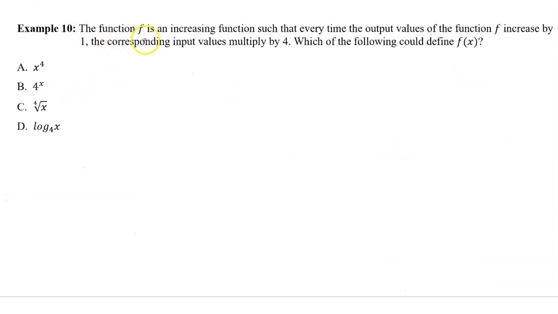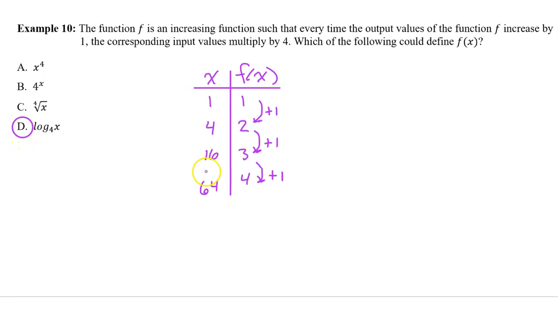Example 10. The function f is an increasing function such that every time the output values of the function f increase by 1, the corresponding input values multiply by 4. Which of the following could define f of x? Well, the answer is obviously going to be D because of everything we've been talking about in this video. We have learned that when the output values are equally spaced, while the input values have a common ratio, that's when you know you have a logarithmic function. So the answer is D.